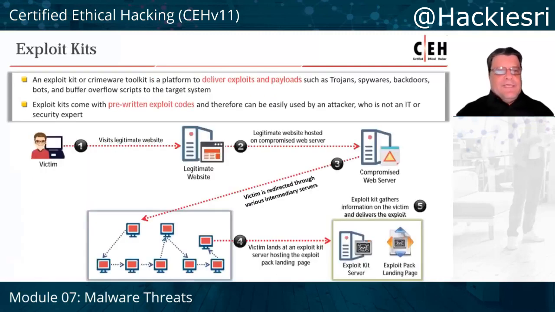Next, we have exploit kits. An exploit kit or crimeware toolkit is a platform to deliver exploits and payloads such as Trojans, spywares, backdoors, bots, and buffer overflow scripts to the target system, amongst others. Exploit kits come with pre-written exploit codes and therefore can be easily used by an attacker who is not an IT or security expert. Comment on this.